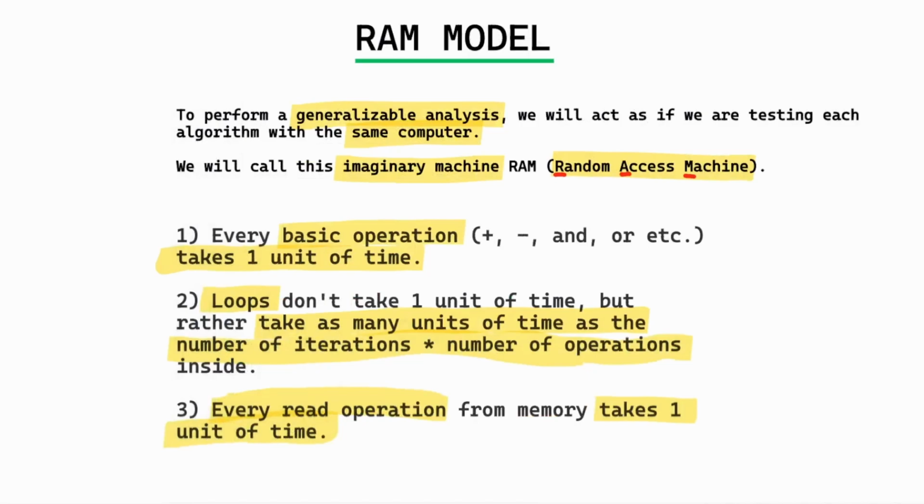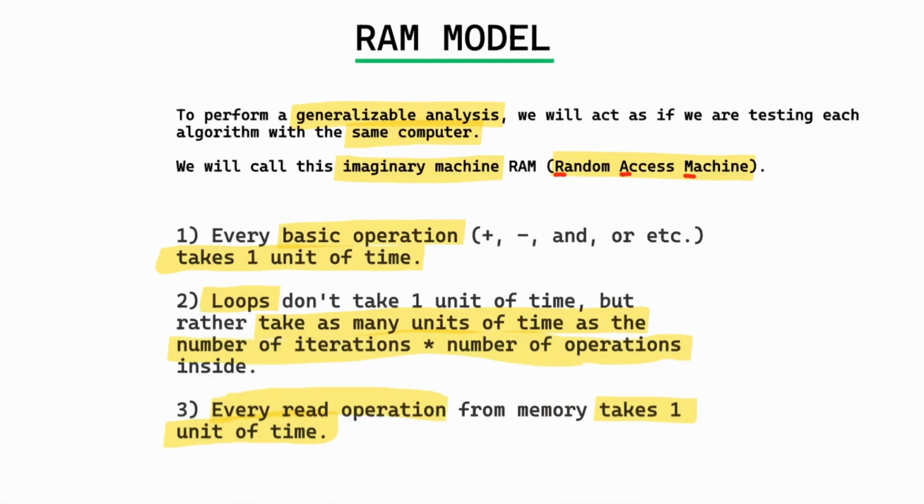So when using this RAM model, we have some rules, some suppositions that we're going to use to analyze the algorithm. So the first one is basic operations like plus, minus, and, or. These logic operations, and, or, or arithmetic operations like plus, minus, division, multiplication. They all take 1 unit of time.